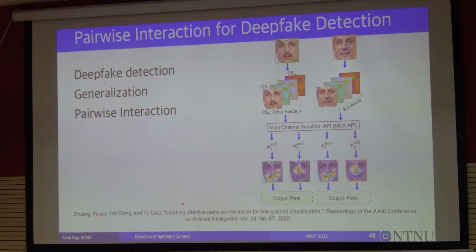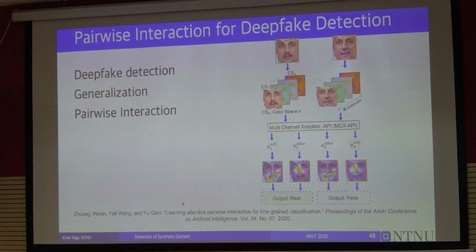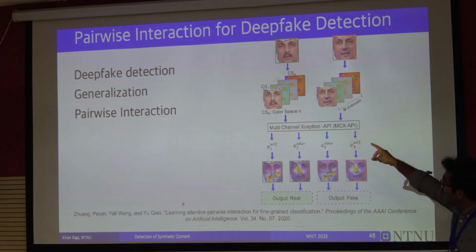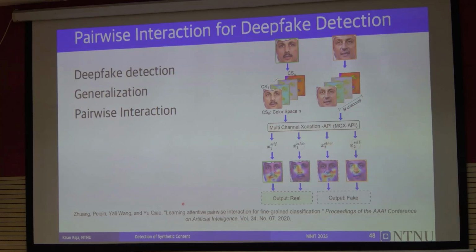Now I gave you a motivation of generalization, but then I also gave you the motivation for using the color space. What you can do is combine the ideas of color space together in a network where I'm looking at pairwise interaction. If I have a real image and a deepfake image, I can see how much the color changes in both of these images across one channel, RGB, or across multiple channels. For instance here, you have RGB and then I can add HSV, I can add YCbCr and so on.